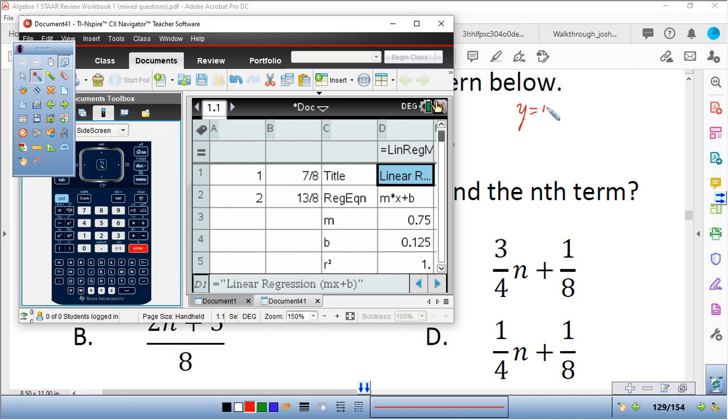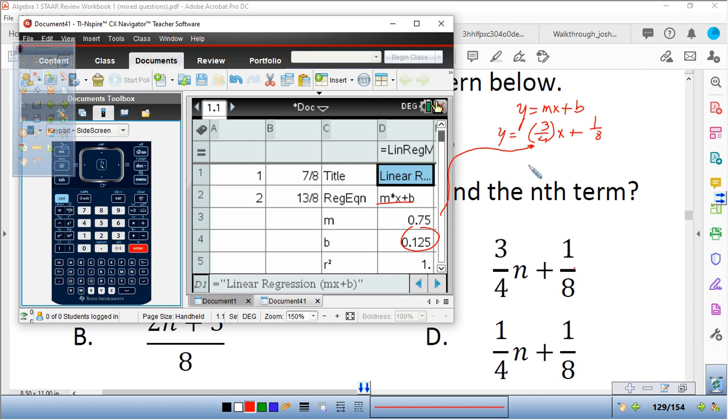So we're going to have y is equal to mx plus b, right? That's the form we wanted. M to be 3/4. See that? You see that right there? It's 3/4 x plus my b, 1.125, which is 1/8. That's my answer. Okay? Hopefully that made sense.